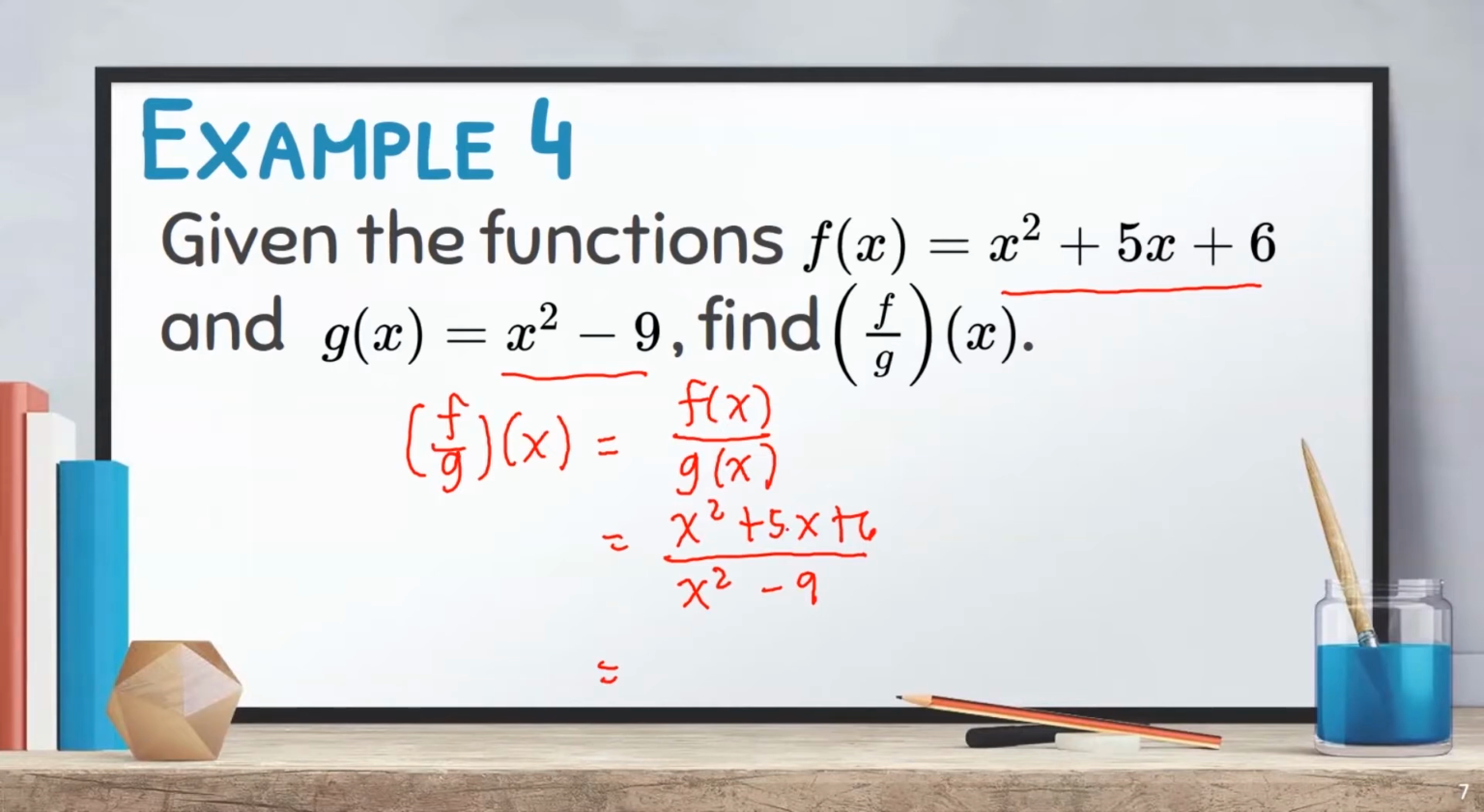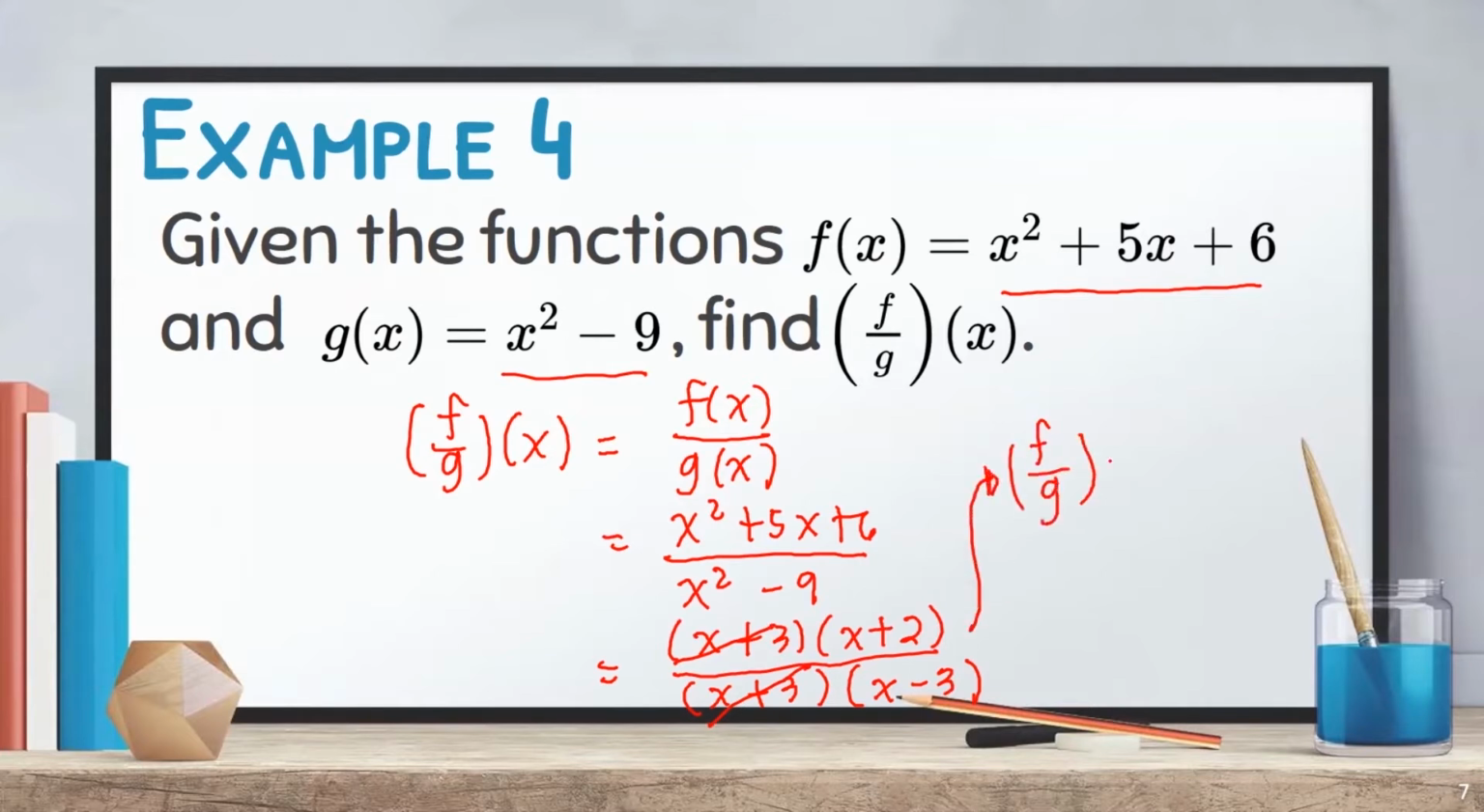So, the factors of the numerator and the denominator are as follows. The factors of x squared plus 5x plus 6 are x plus 3 times x plus 2, while the factors of the denominator are x plus 3 times x minus 3. From here, we can easily see the common factor, which is x plus 3, so we can cancel it because x plus 3 divided by x plus 3 is equal to 1. Finally, f over g of x is equal to x plus 2 over x minus 3.